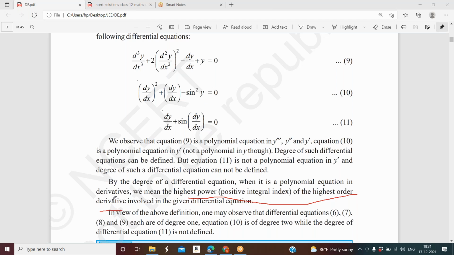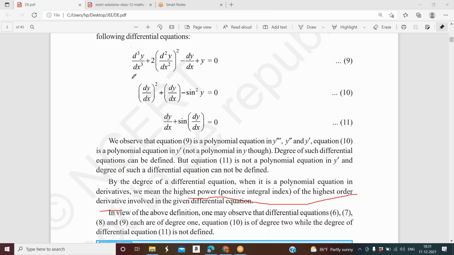If I am differentiating 5 times, that is the highest derivative. I am differentiating y with respect to x n times. So that is what order is, how many times you are differentiating. But degree is not like that. Degree is the highest power of the highest order derivative.